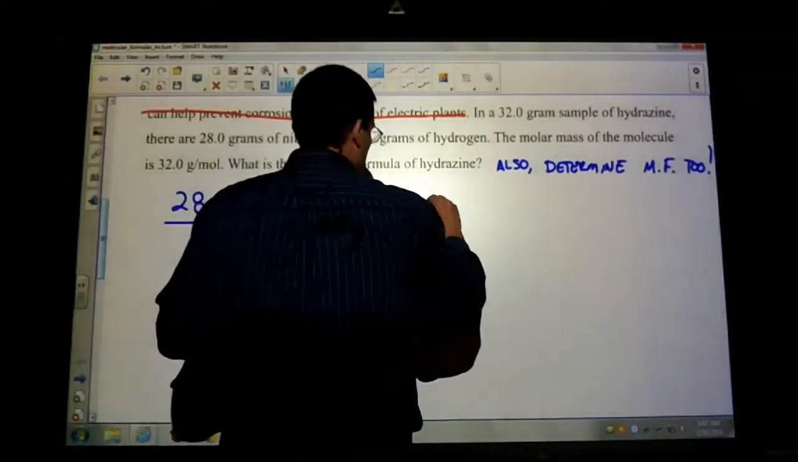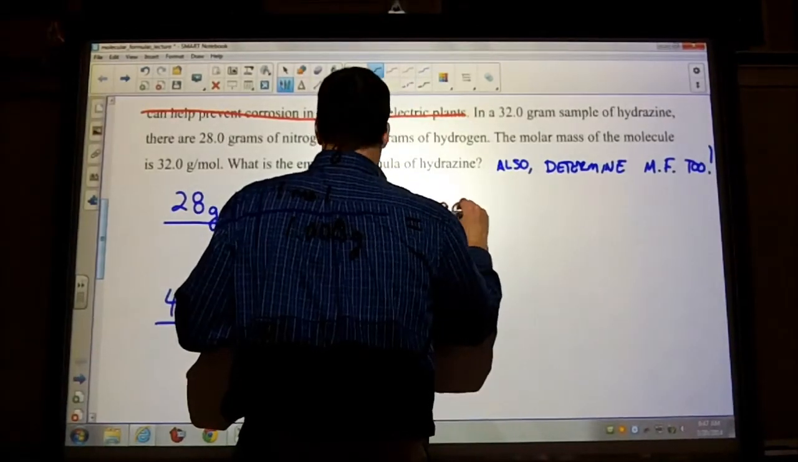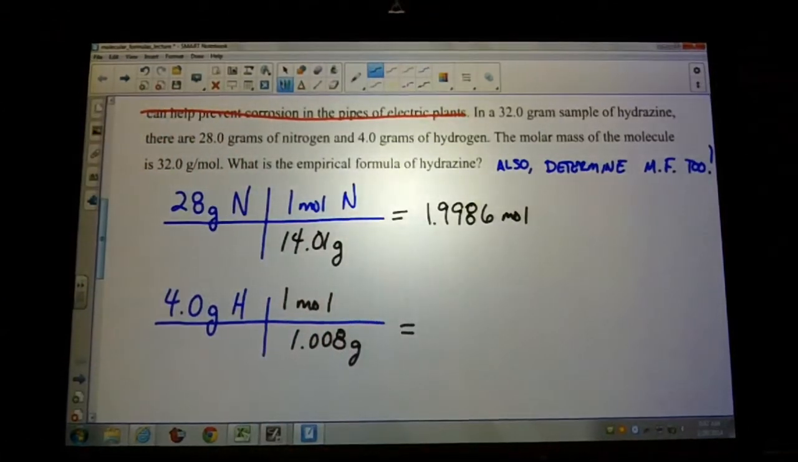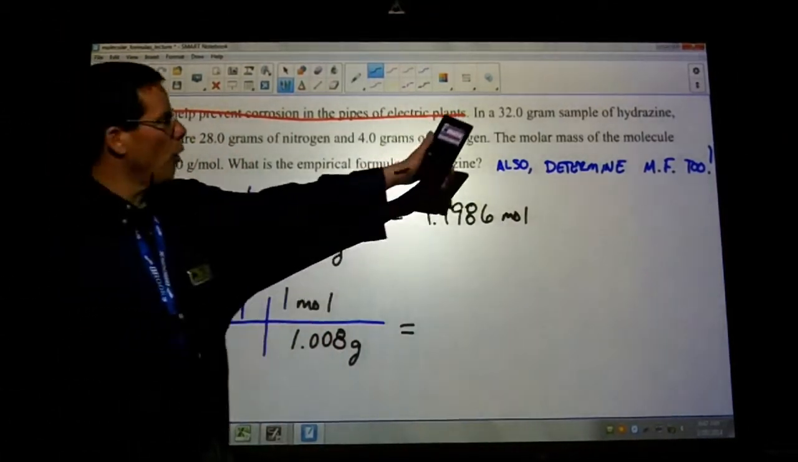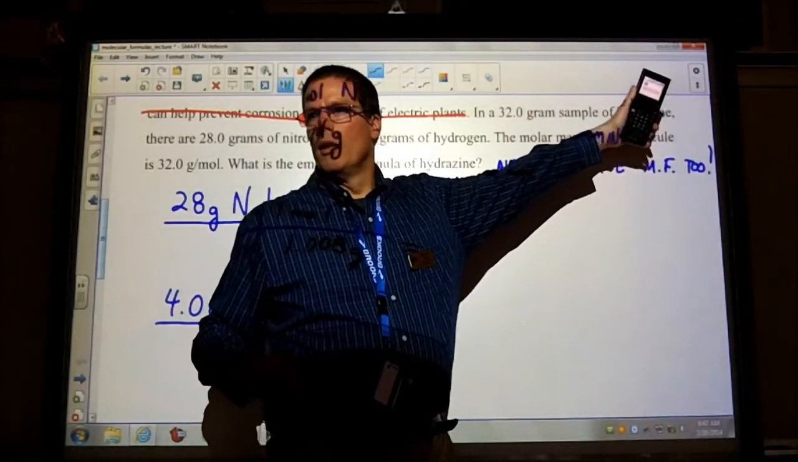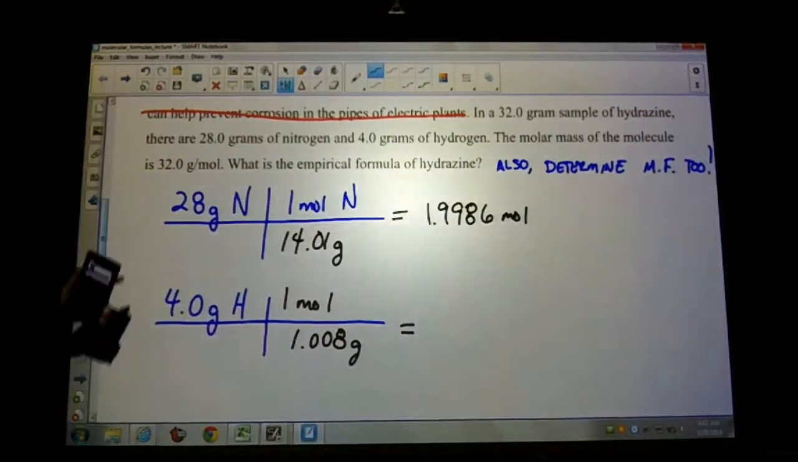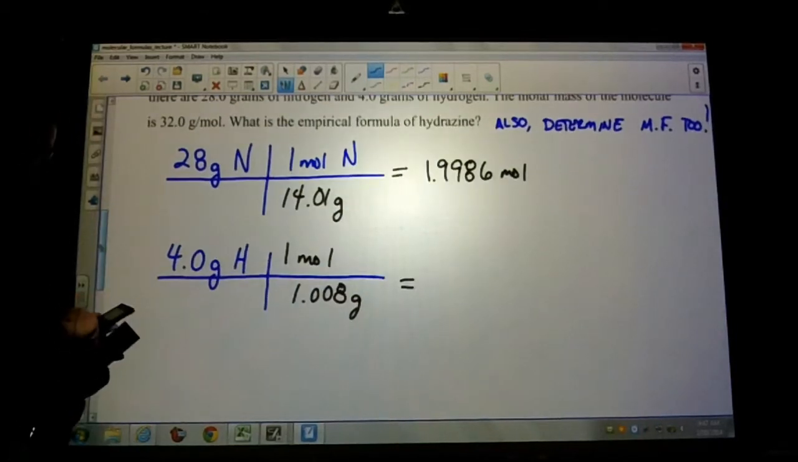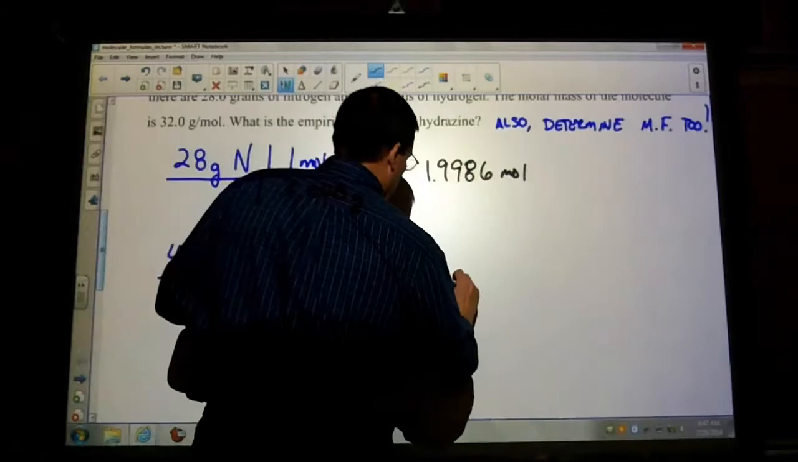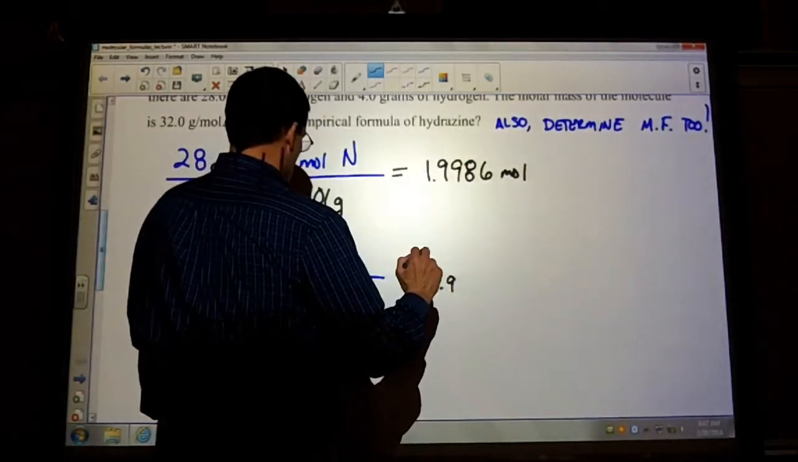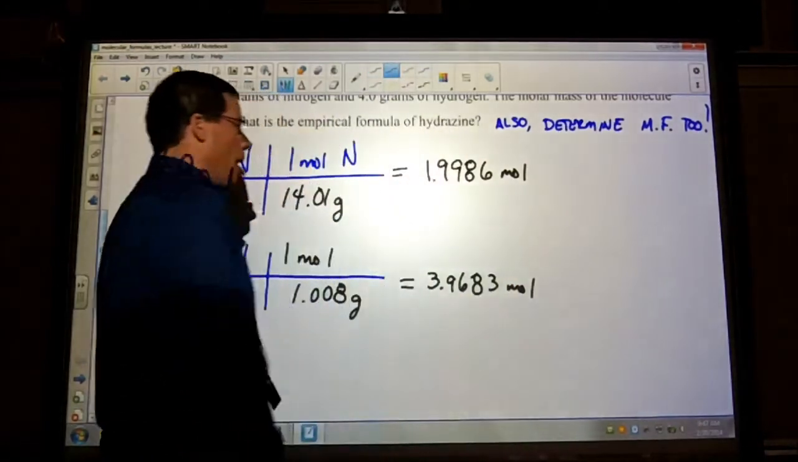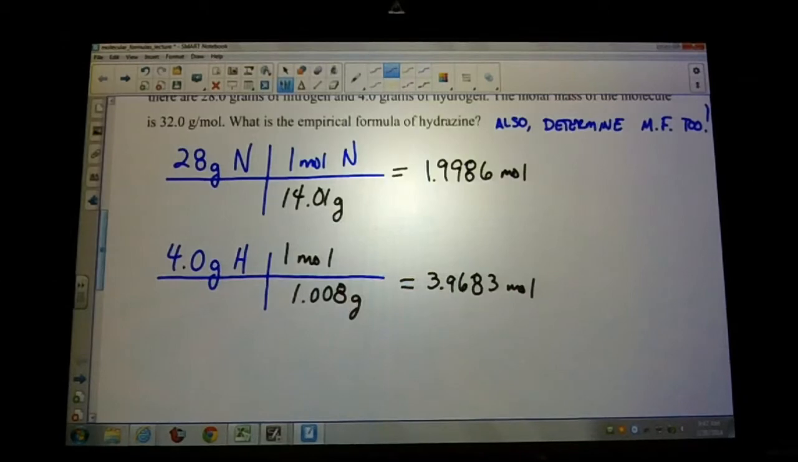1.998, we'll say 6. 32? What about the 32? Yeah, so that's the total size of the hydrazine. Oh, so that's a compound. Yeah, so we're going to find out what the empirical formula and molecular formula for hydrazine is. It's a good day. And then we get 3.9, let's see, 9, is that 6? 8, 3? Yeah. Okay, so there's your mole amounts. And again, we don't want to round that too much.